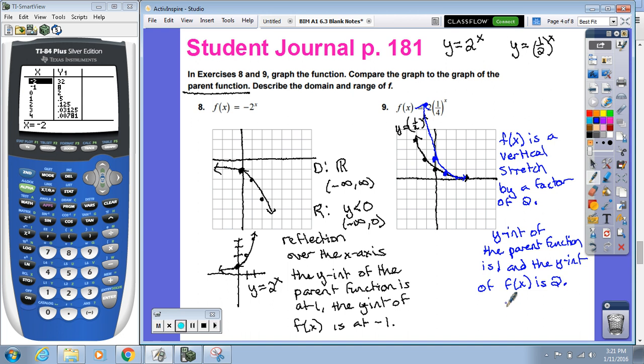Now for the domain and the range. The domain on this one, once again, it's going to be all real numbers. It's going forever to the left and forever to the right. It will go on continuously. If we want to do that in set notation, we could say it goes from -infinity to +infinity.